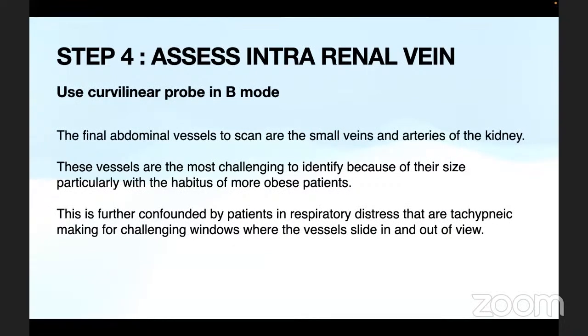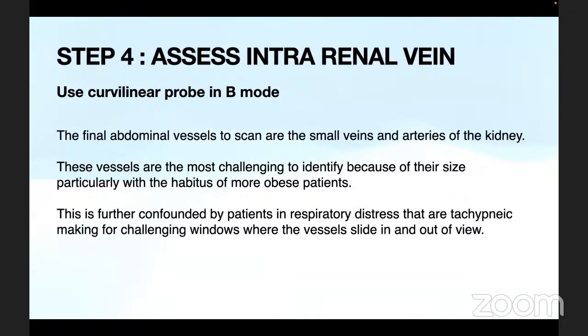So step 4 is how you assess the intrarenal vein. Similarly, you can use a curvilinear probe in this case. The final abdominal vessels we scan are the intrarenal veins, and this is the toughest part to assess because the patient can be breathing, may not cooperate, and most of the time is breathing with high respiratory rates or any condition where the patient is uncomfortable.